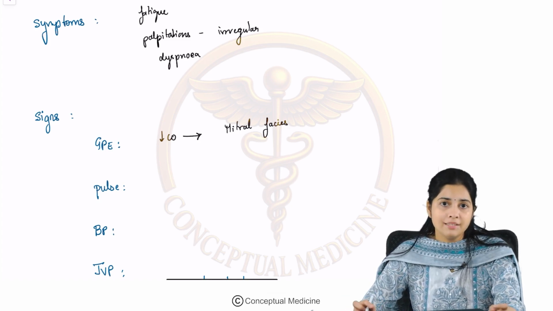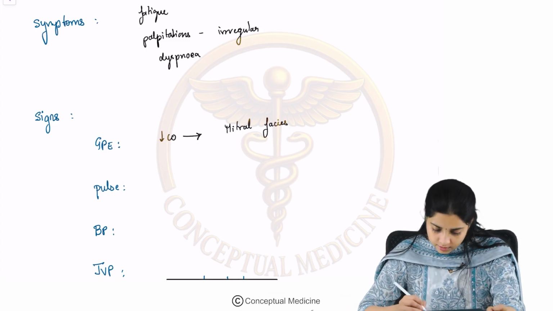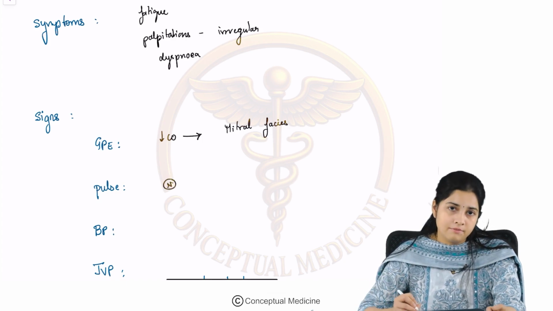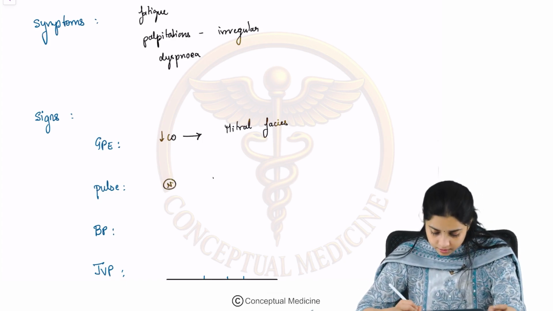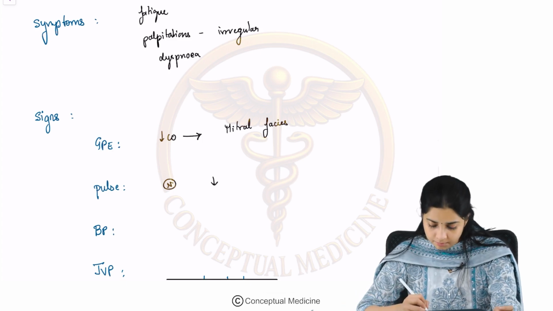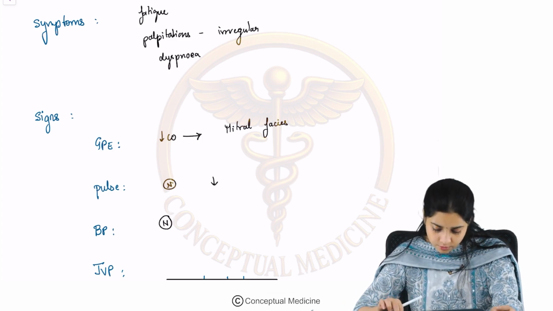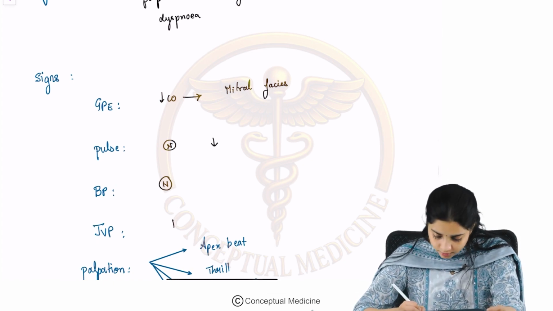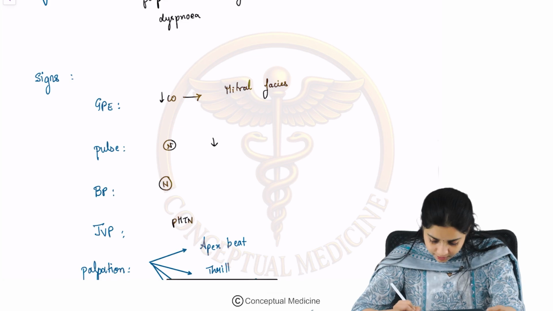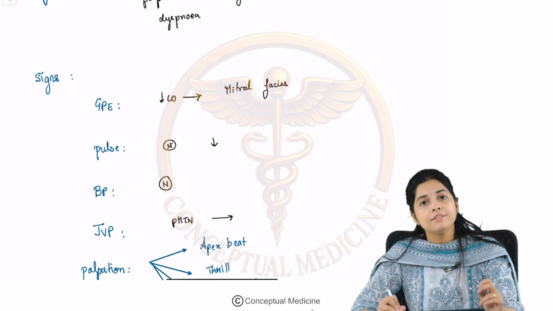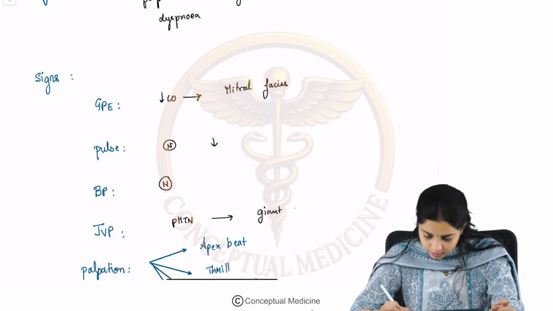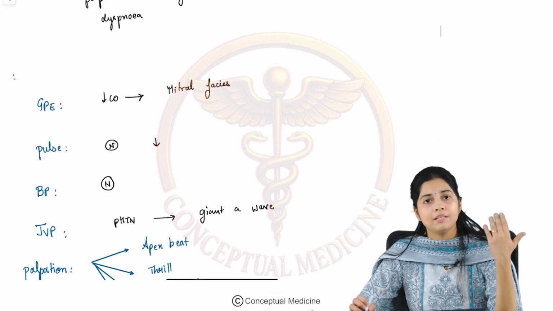What happens to the pulse in mitral stenosis? The pulse in mitral stenosis is usually normal. In very, very severe cases, the pulse can be reduced. What happens to the blood pressure? The blood pressure is usually normal. What happens to the jugular venous pressure? With the development of pulmonary hypertension, you can have signs of pulmonary hypertension, which is a giant A wave, or followed by a giant A wave.